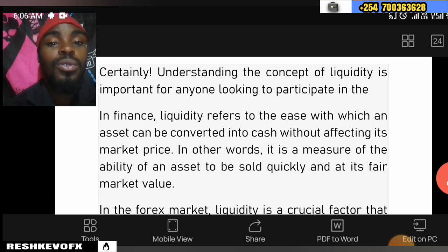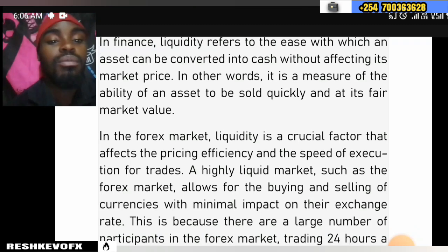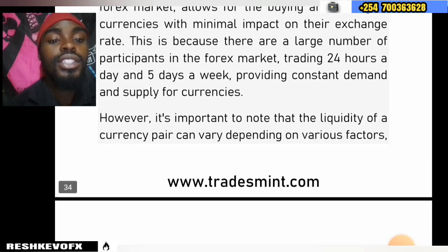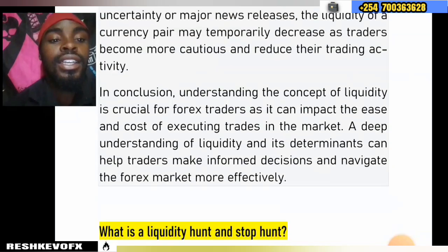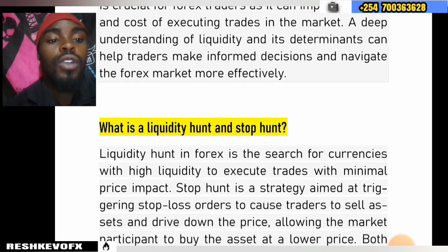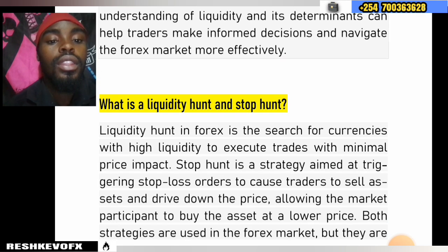Let me show you the correct thing that we are looking at, because I have done this, so I need you to enter into a real deep understanding of the market.